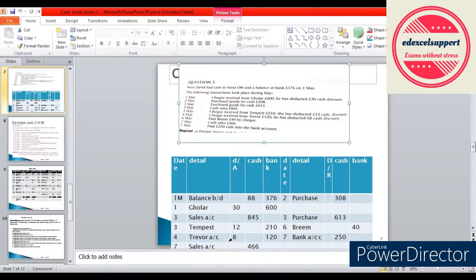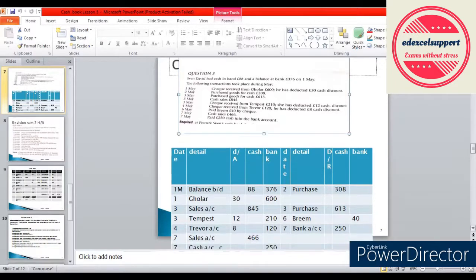Next one is paid Bream $40 by check. We paid Bream, so $40 by check. The bank will be credited 40, like the Bream account. So it's a trade payable. Cashier's again, cash account debit. So you get 466. The other relevant account is sales account.